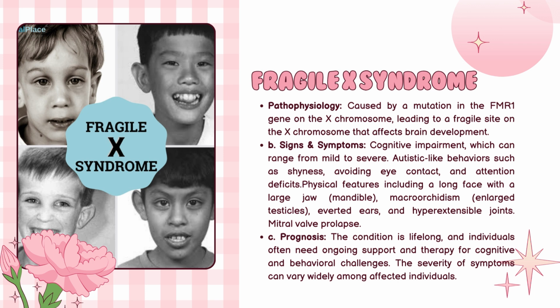Now, Fragile X syndrome is literally what the name says. It's a mutation in the FMR1 gene on the X chromosome, and it makes it fragile, and that affects brain development. The cognitive effects can range from mild to severe. The patient will have autistic-like behavior such as shyness and avoiding eye contact, and physical features as you will see here. They usually have a long face, a large jaw, enlarged testicles, and hyperextendable joints. This condition is lifelong, and individuals often need ongoing support and therapy for these challenges. But the symptoms can vary among affected individuals.